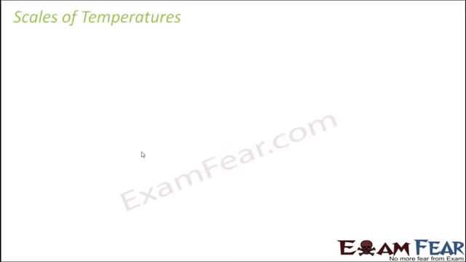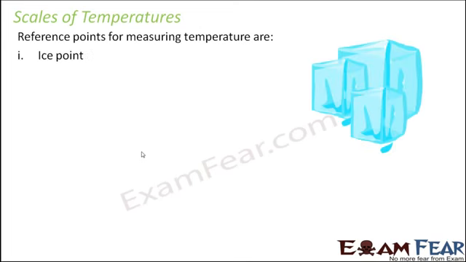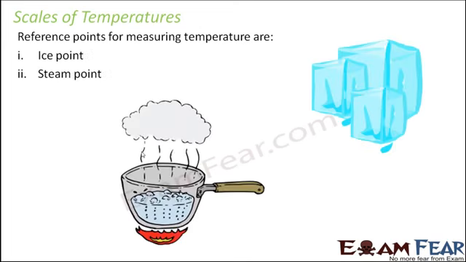So how do we distinguish the different scales of temperature, or what is the common basis on which we have divided these different scales of temperature? There are two fixed reference points for measuring temperature, and those two points are ice point and steam point. So what is ice point? Ice point is nothing but the freezing point of water. It is that temperature at which water starts to freeze.